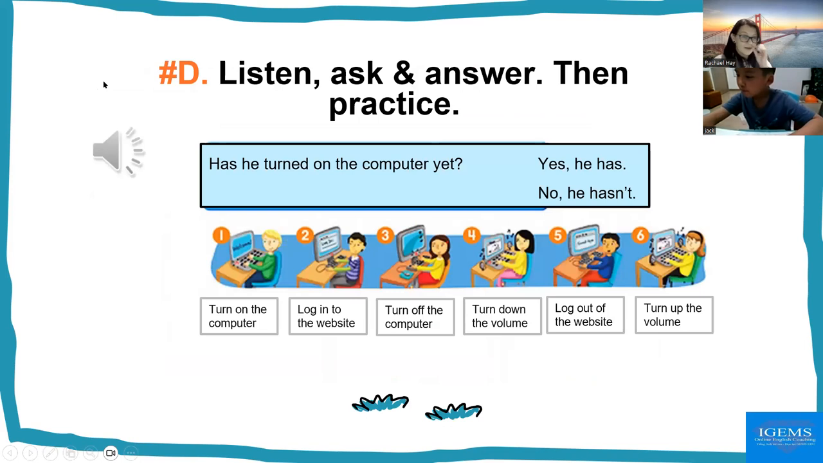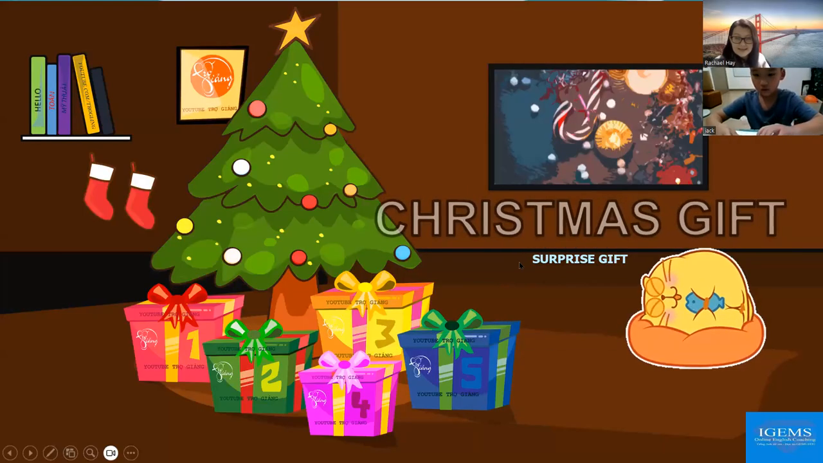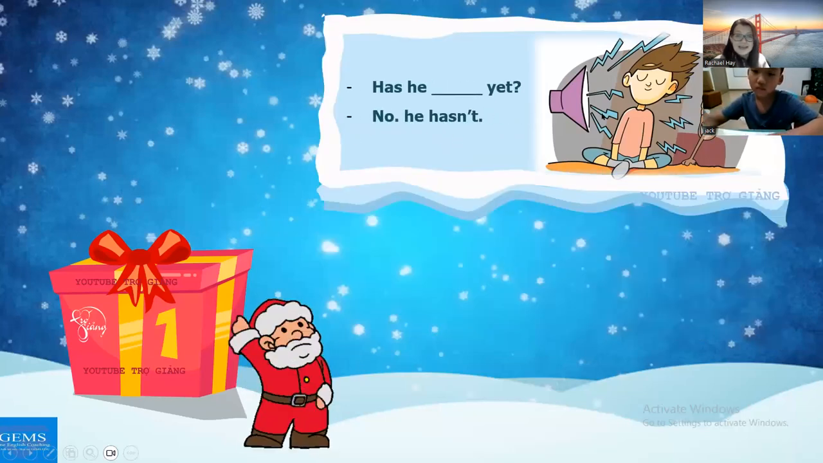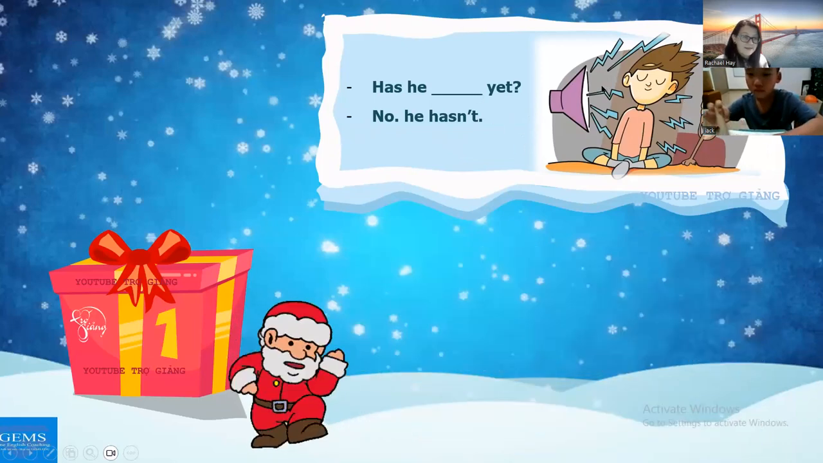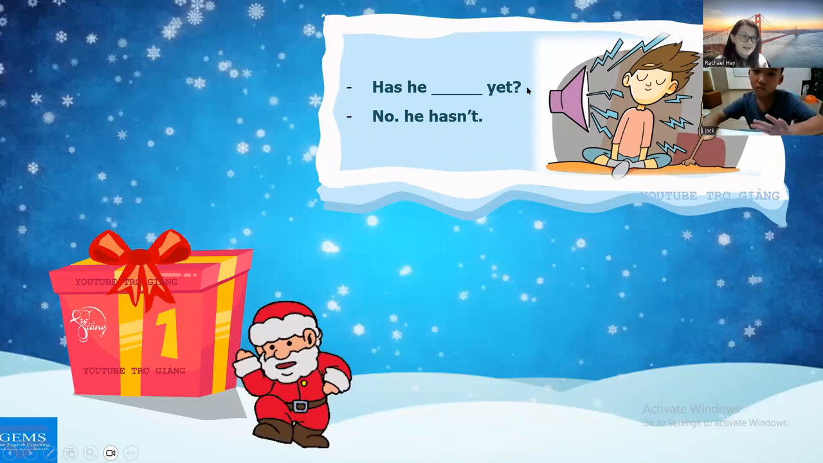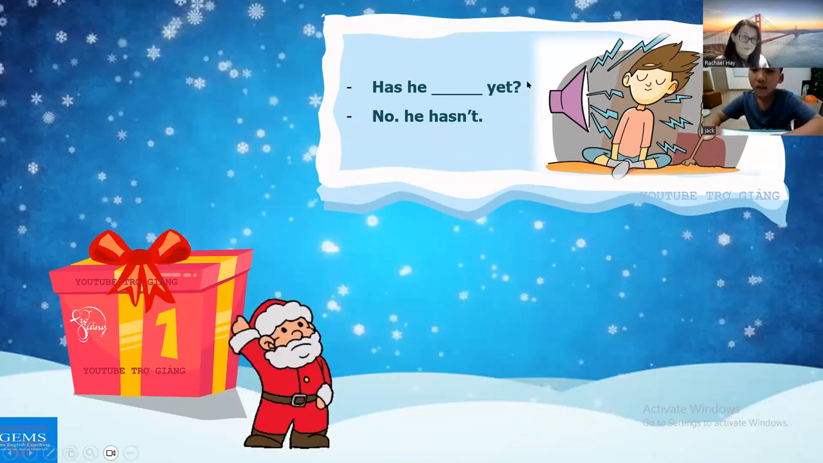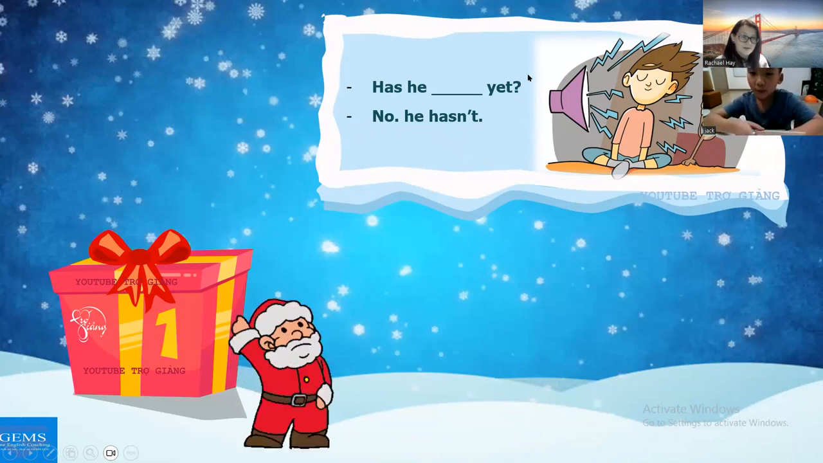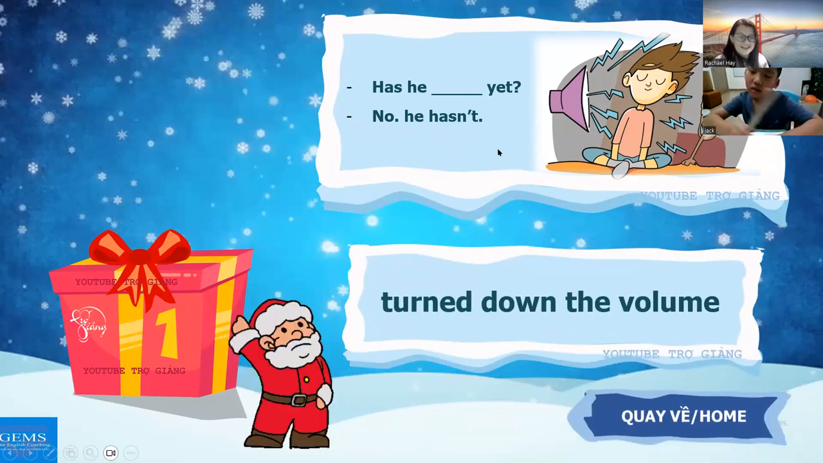Page 70. Okay. Page 70. Has he done something yet? What has he done? Has he turned down the volume yet? Good.